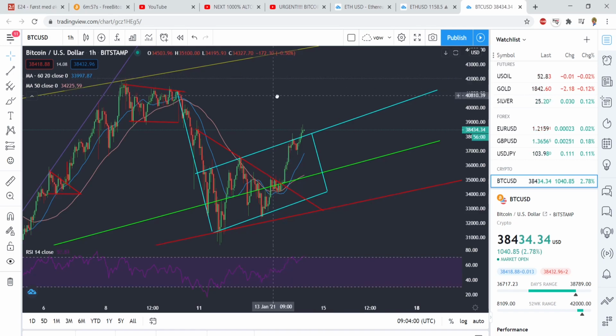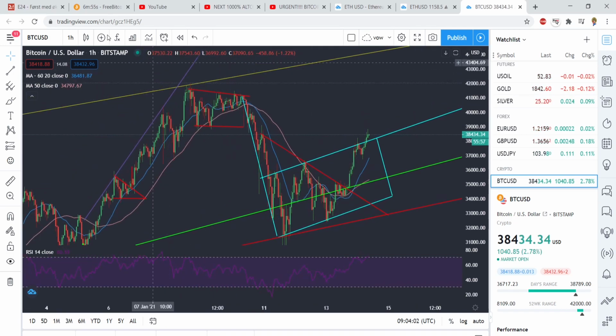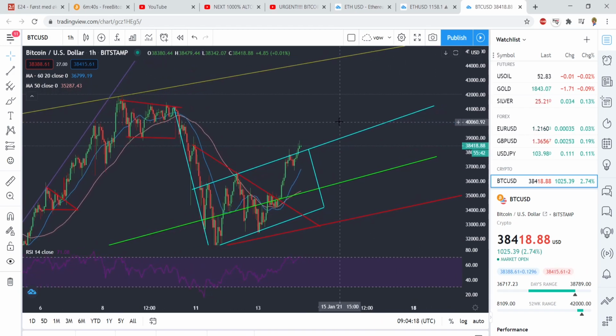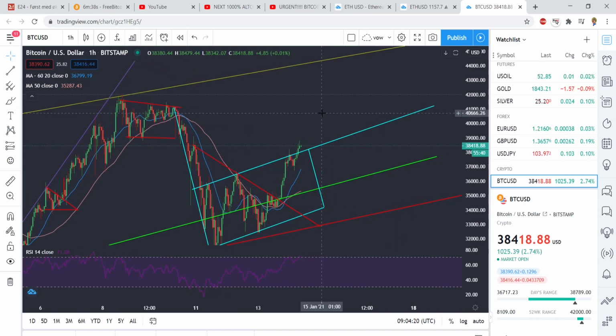So what can actually happen is we come up here. We get rejected sort of at the 40K. We go down. We retest this. We go up, and then it becomes alt season. And then you should really research altcoins. I'm not an expert on altcoins.